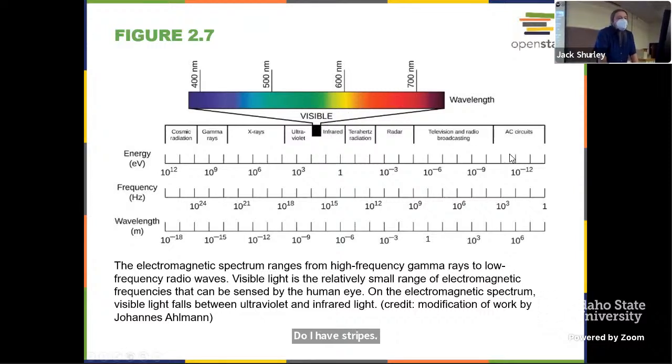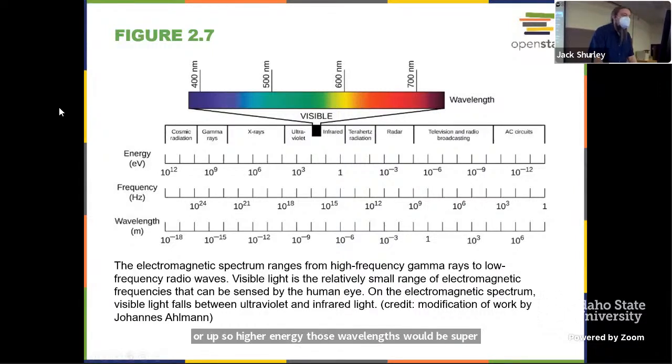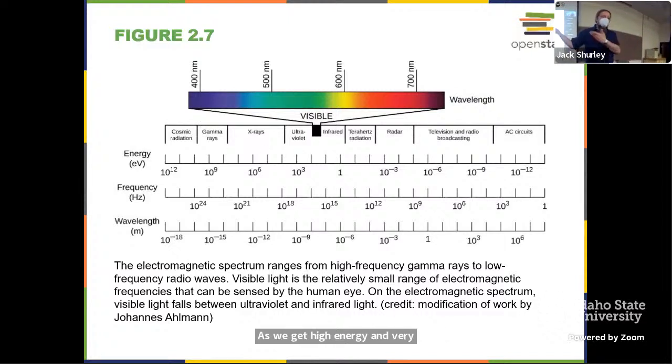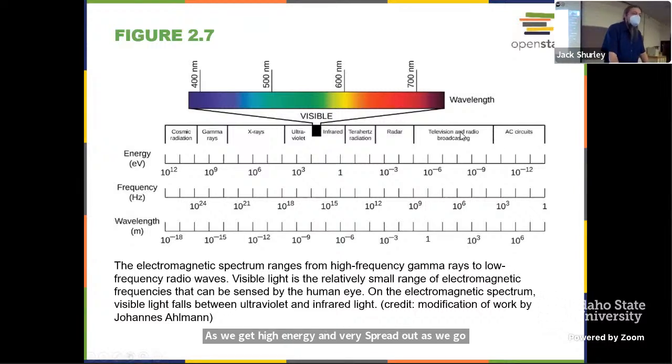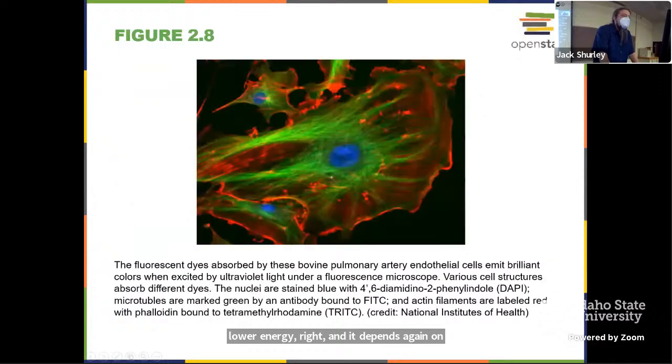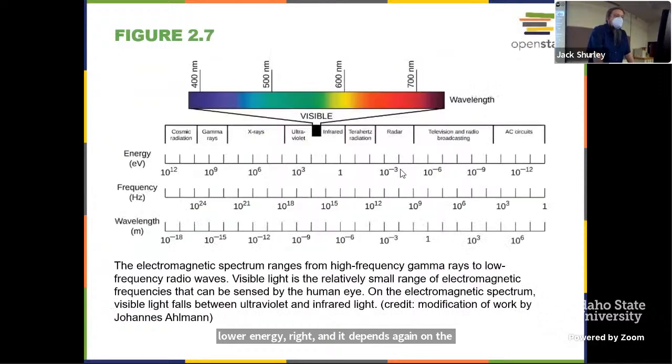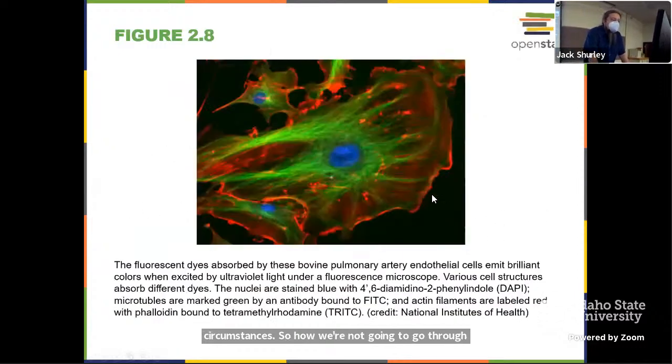So we could see as we go down or up, at higher energy, those wavelengths would be super close together, almost packed side by side, and very spread out as we get to lower energy. And it depends again on the circumstances. We're not going to go through details with all of that stuff.